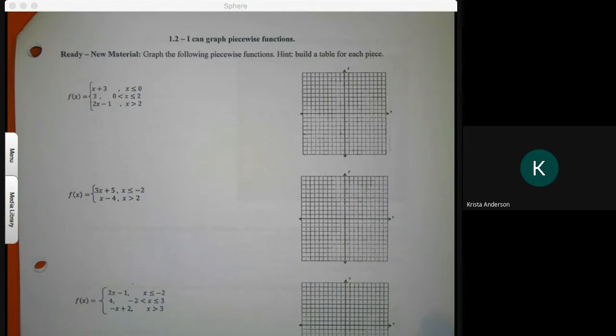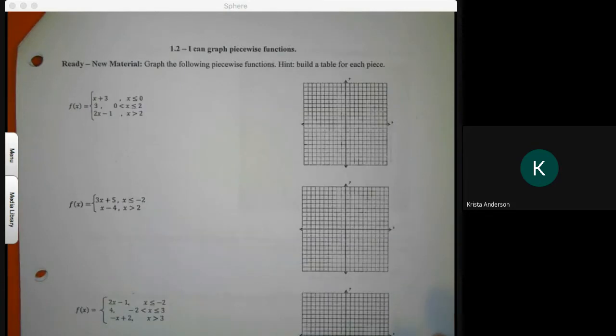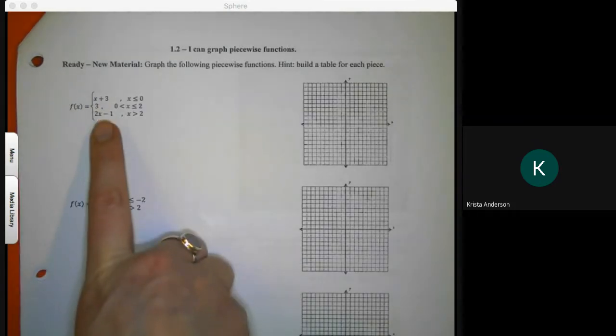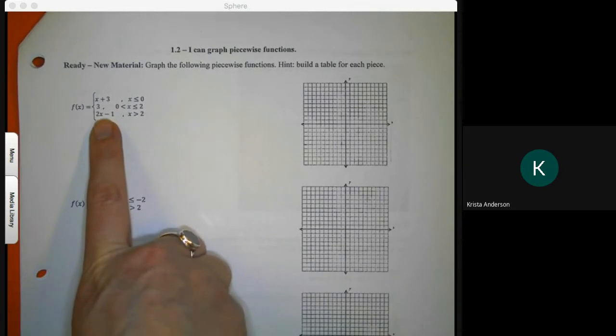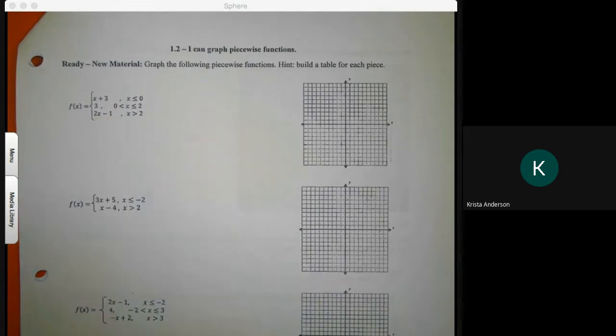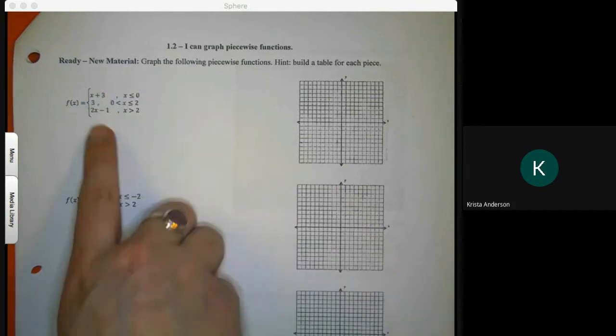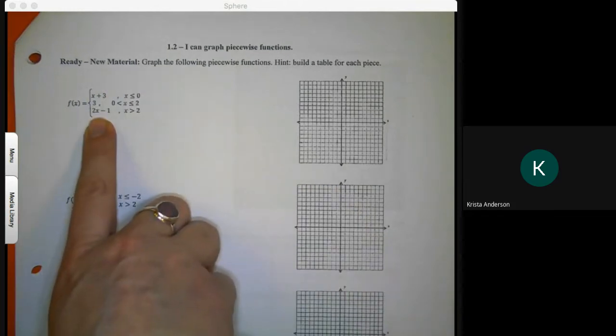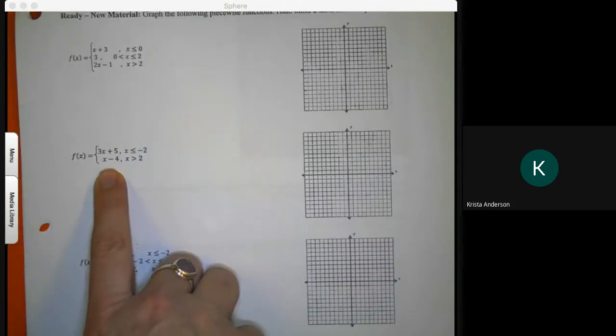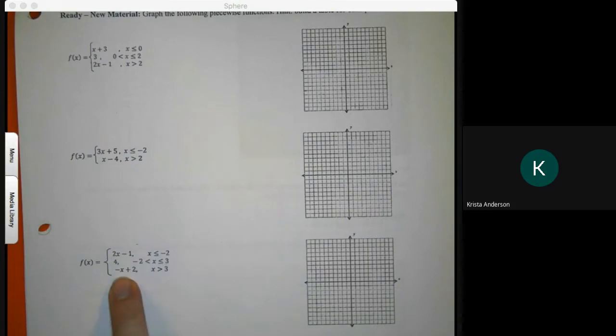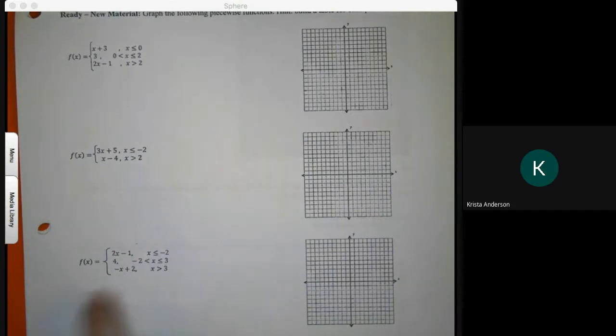Maybe piece sign. Oh no, not piece sign. There are different pieces to the function. There's multiple. There's not just one simple equation. How many for this one? There's 3 for this one, 2 for that one, 3. They're split into separate pieces.